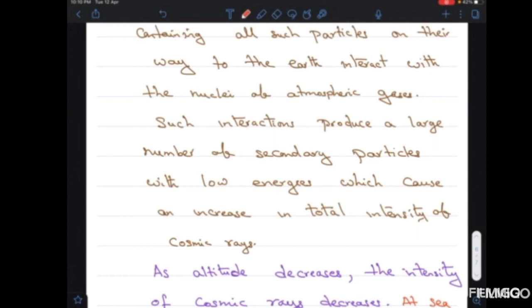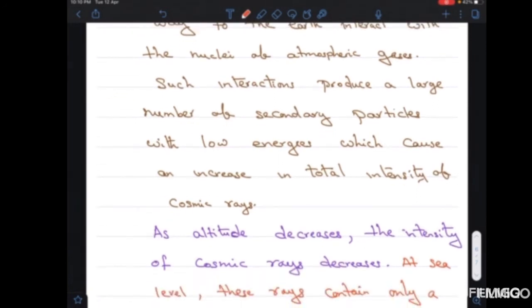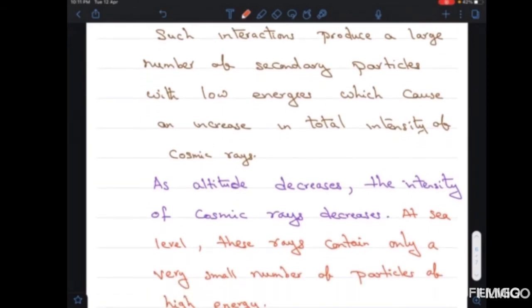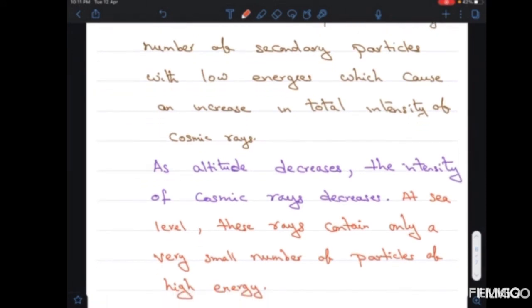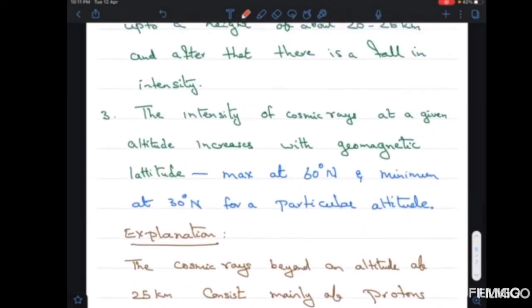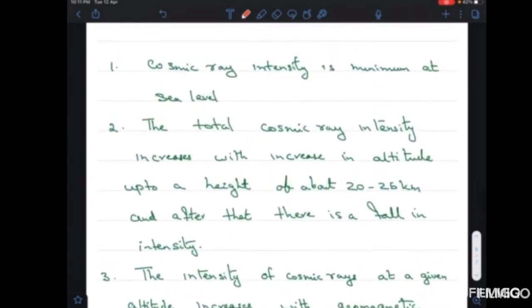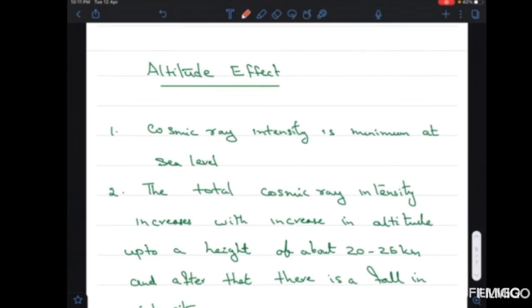And also we know that as altitude decreases, the intensity of cosmic rays decreases, and we have already seen that at sea level these rays contain only a very small number of high energy particles. So that was the explanation for the observations which we made in the case of the altitude effect. Okay, thank you all.